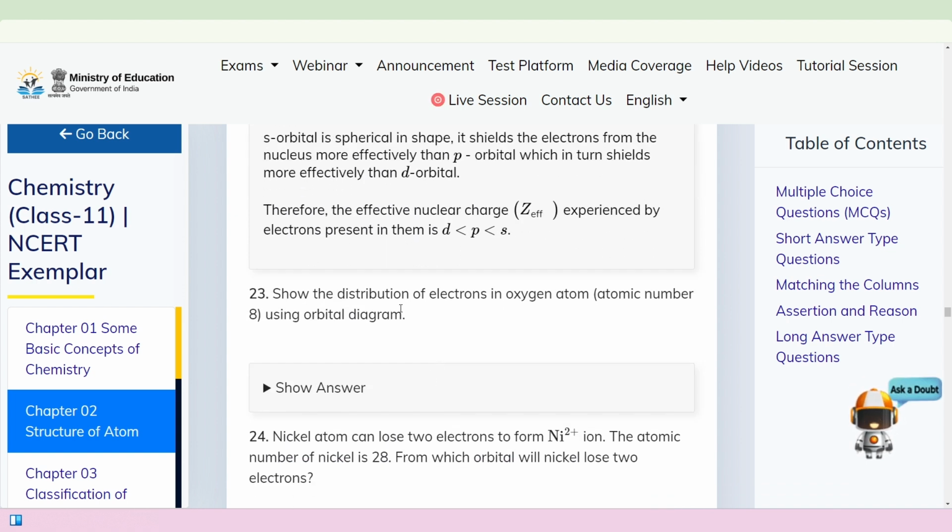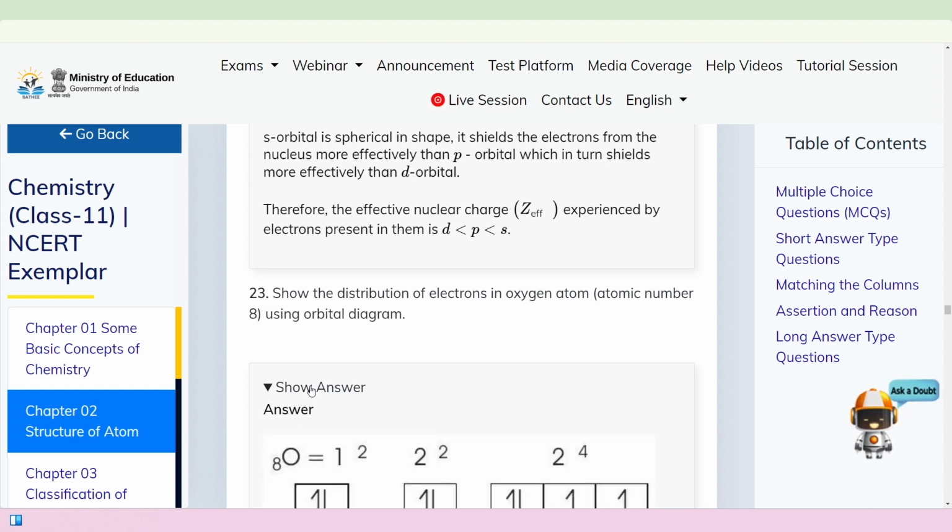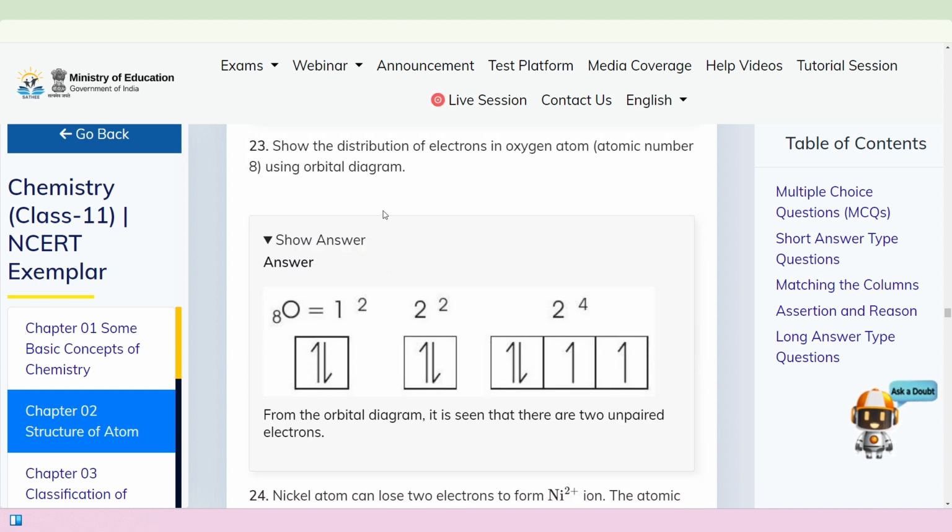Next question. Show the distribution of electrons in the oxygen atom. So we have to show the distribution of electrons in the oxygen atom using an orbital diagram. For that orbital diagram, you have to show boxes. It has an atomic number of 8. So it is very simple. We know that oxygen has an atomic number of 8, and it is also given.